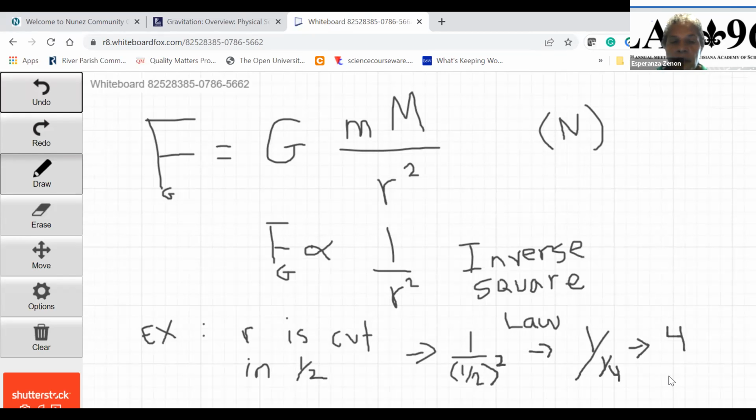Okay? We cut the distance in half, which means they're 2 times closer. But the force is 4 times stronger because of the inverse square law. Okay? So it's not a 1-for-1 thing. So that's an important feature of this gravitation law. All right? Another important idea of this inverse square law is this big G.